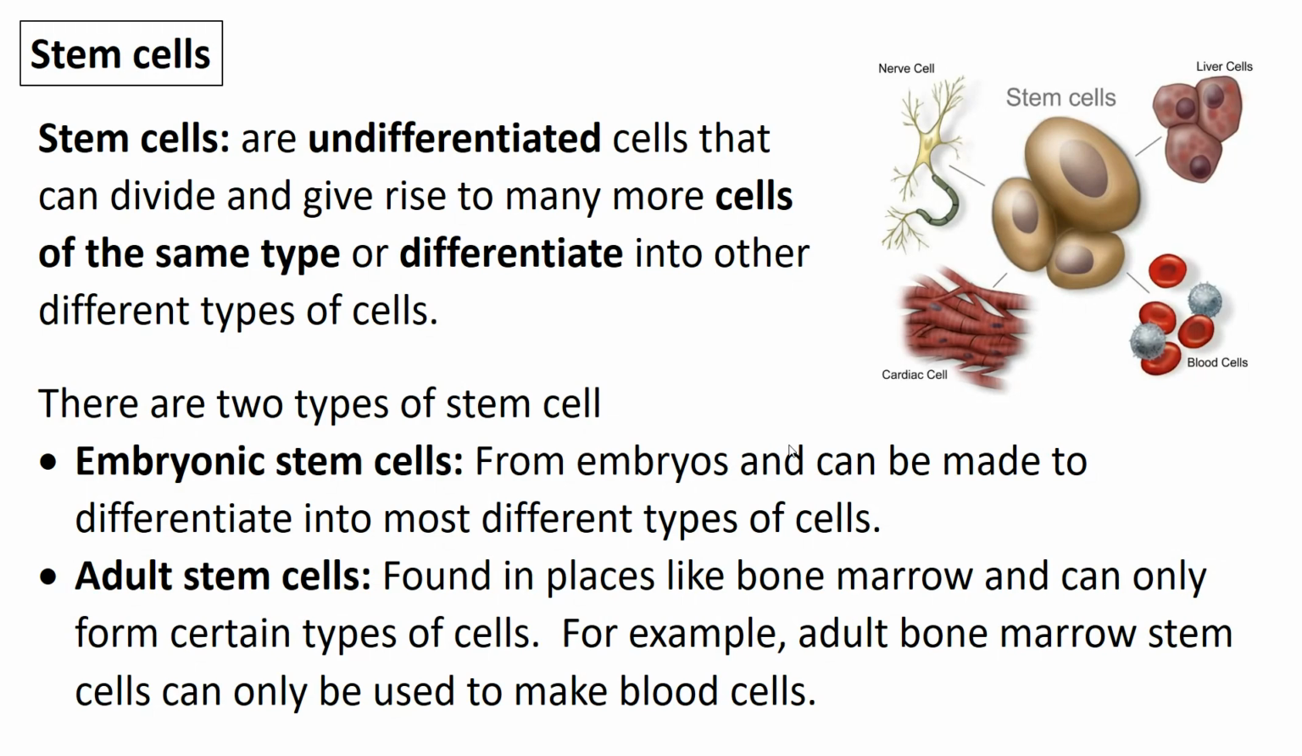There are 2 main types of stem cell: embryonic stem cells and adult stem cells. Embryonic stem cells, as the name suggests, come from embryos, and they can differentiate or specialize into any different type of cell. So an embryonic stem cell, for example, could turn into a nerve cell or a blood cell, or a liver cell, or any cell that your body needs to have. Adult stem cells are found in specific tissues like bone marrow or the skin, and can only differentiate into certain types of cells. For example, the bone marrow stem cells can only be used to make blood cells.